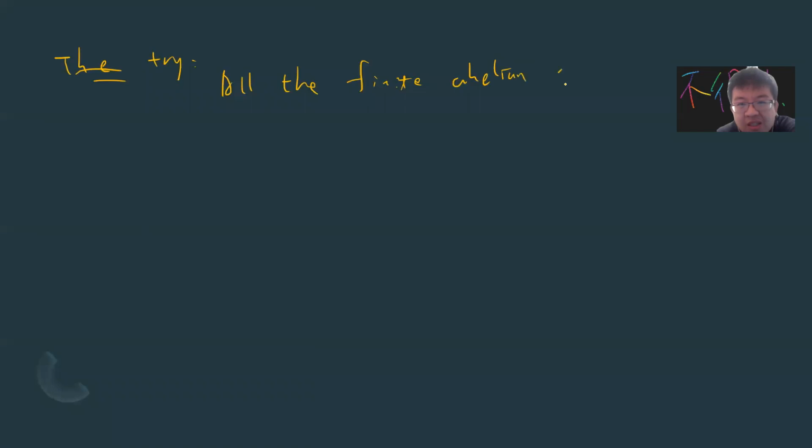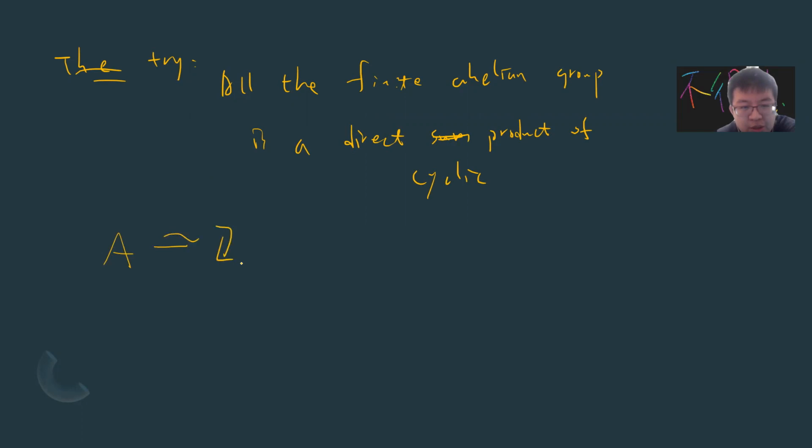And after that, basically the whole point of the next video is to try to prove the following: that every finite abelian group is a direct sum of cyclic groups, or a direct product of cyclic groups. Basically this means that, let's say A is abelian, then A can always be written as N1 times N2 up to Nk, where every factor is cyclic.